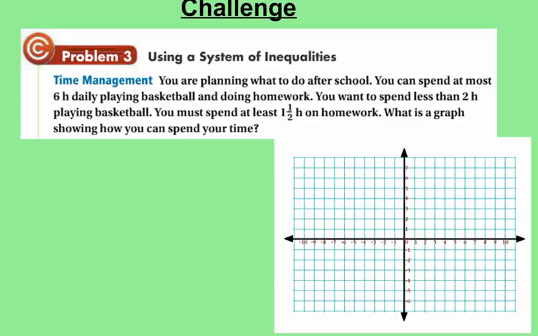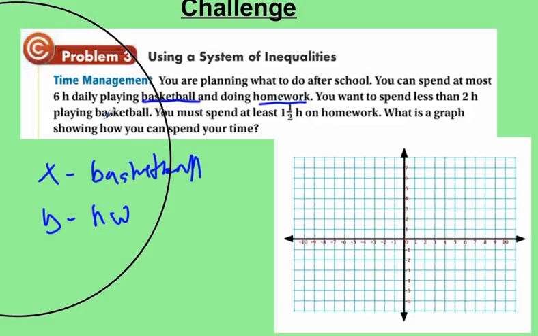Well, let's start off with listing some variables. So, for instance, we're doing basketball and homework. So we could do B and H. Let's use X and Y since we're graphing it. We'll say X is basketball hours. Trust me, that says basketball. And Y is homework.